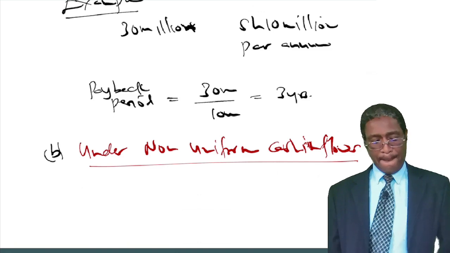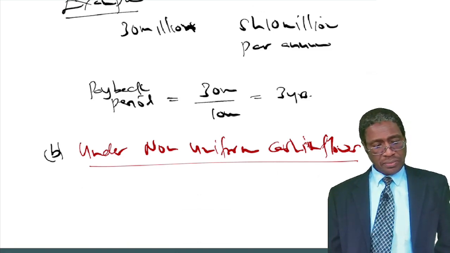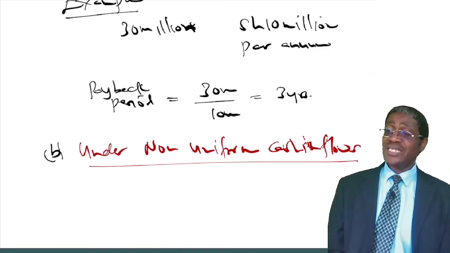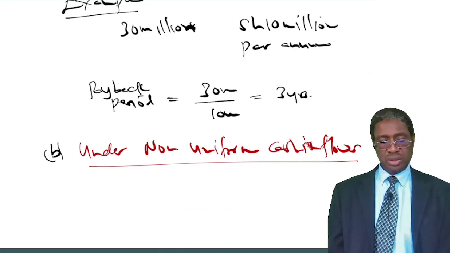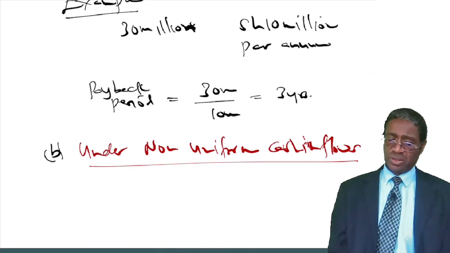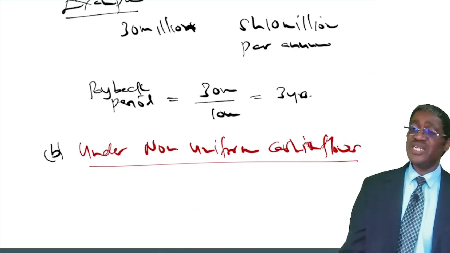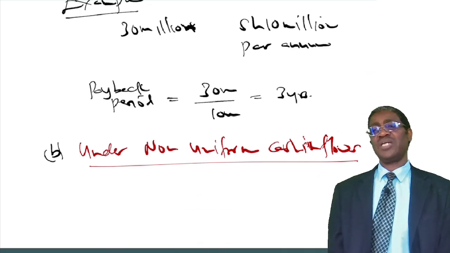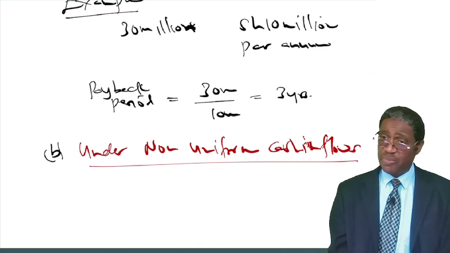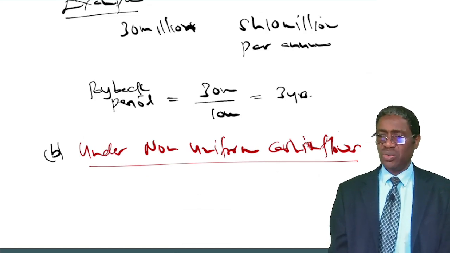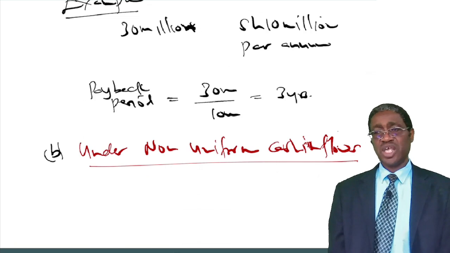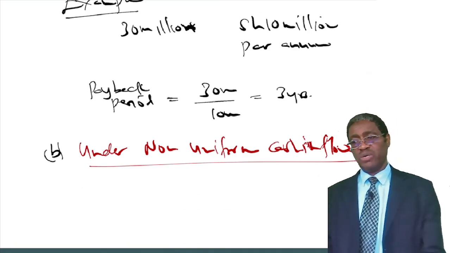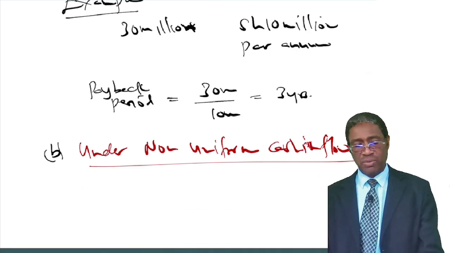Then you say this: under non-uniform cash inflows, the payback period will be determined or computed in cumulative form.